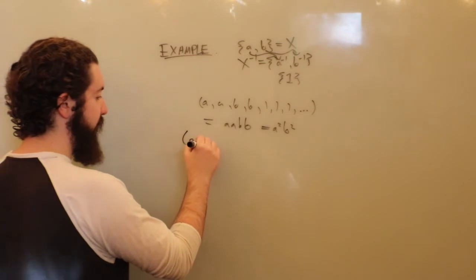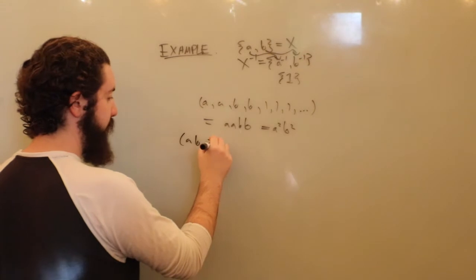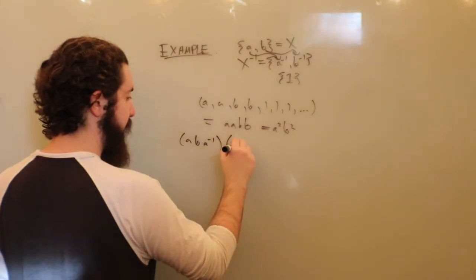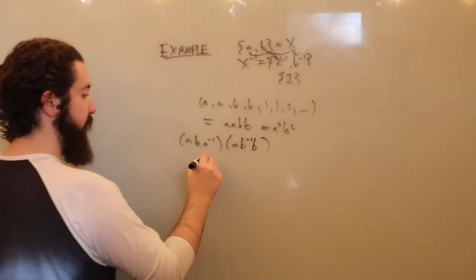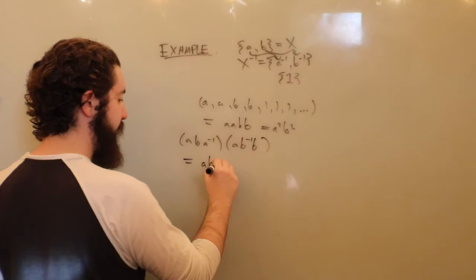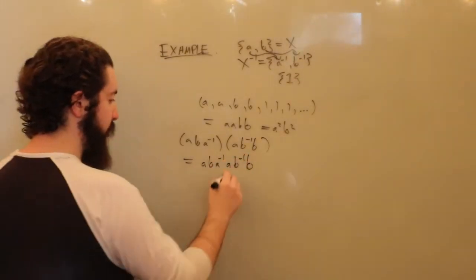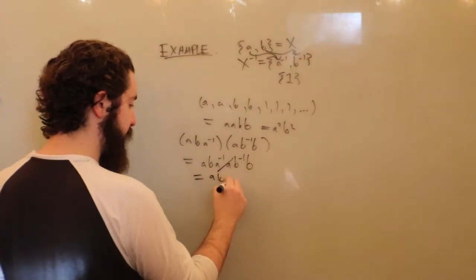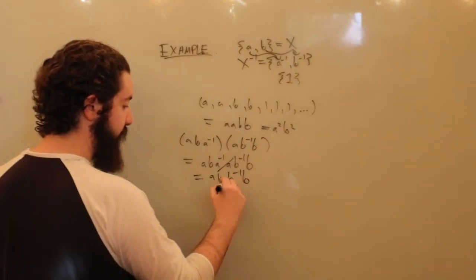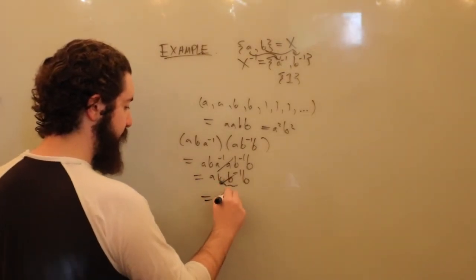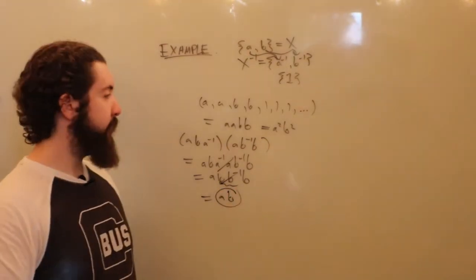So how about we have A, B, A inverse times, say, A, B inverse, B. This is going to be equal to, we start by concatenating them, and then A inverse A, we're going to remove. So this is equal to A, B, B inverse, B. And then we have two inverses next to each other, so we're going to remove those. And we get equal to AB, and this is our reduced word.